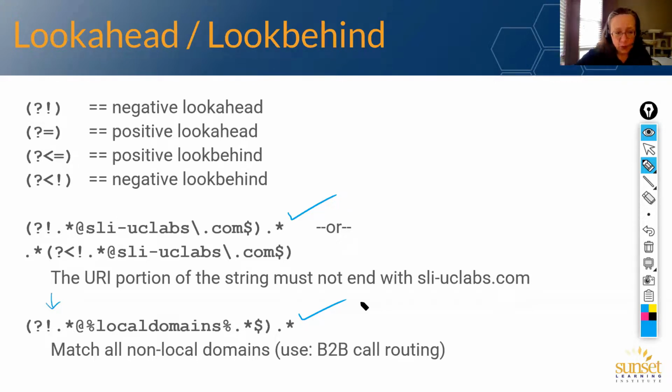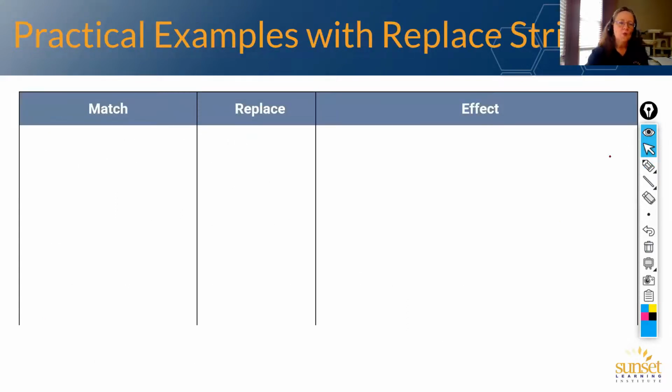And I might have another one without the exclamation point, right? And that would capture all local domains: process it this way, all non-local domains, process it that way. With these two things, I can do a lot of call routing all at once. Okay, last piece of this.